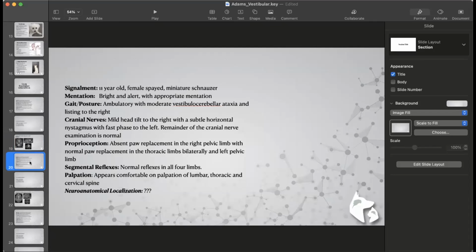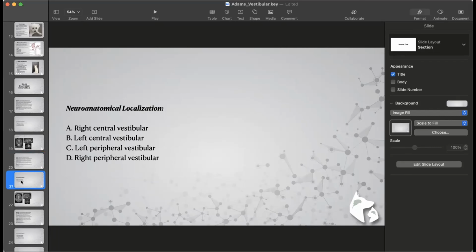So case number 2 is an 11-year-old female spayed miniature schnauzer that's bright and alert with appropriate mentation, ambulatory with a moderate vestibulocerebellar ataxia and listing to the right, mild head tilt to the right with a subtle horizontal nystagmus, fast phase to the left. Remainder of the cranial nerve examination was normal. This dog had absent paw replacement in the right pelvic limb with normal paw replacement in the thoracic limbs and the left pelvic limb. Normal reflexes and appears comfortable. So where would you localize her? Again, we'll give you about 45 seconds or so, and then we'll keep moving on.